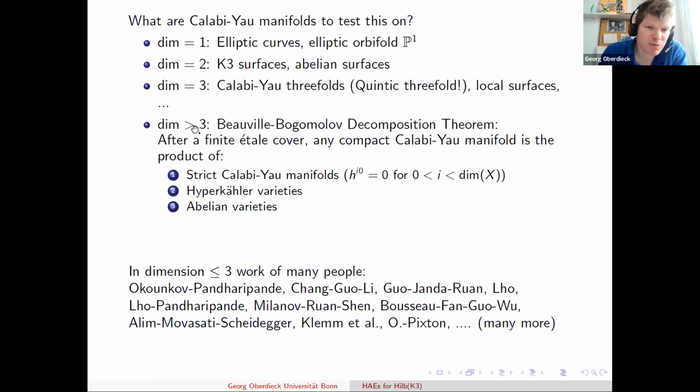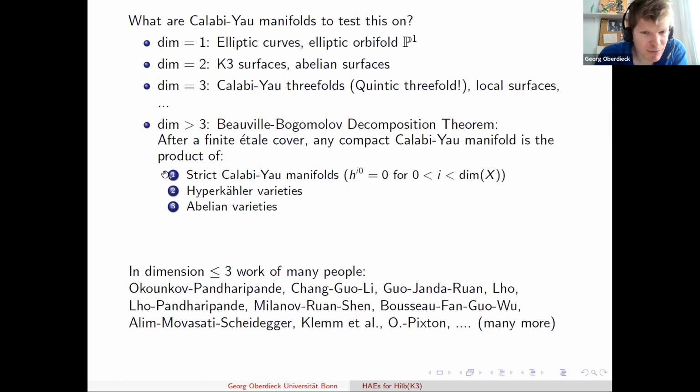But in dimension bigger than 3, what is the structure? There's this famous Beauville-Bogomolov decomposition theorem that says that if you have an arbitrary compact Calabi-Yau manifold, then after a finite étale cover, it splits as a product of 3 types of varieties. On one hand, there are the strict Calabi-Yau manifolds, where the Hodge numbers are 0 except for the 2 extreme cases, H^{0,0} and H^{n,0}. Then there's the second type, the hyperkähler varieties, and the third one is the abelian varieties. And so in today's talk, we'll consider a main example of hyperkähler varieties, the Hilbert schemes of points of a K3 surface.